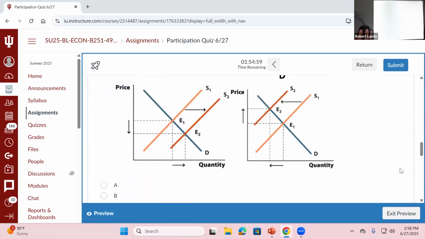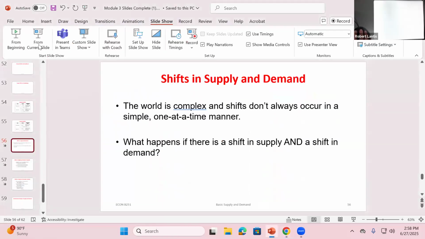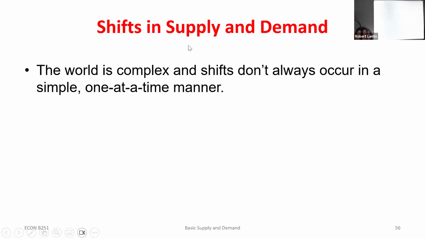Perfect. All right. Any other questions on that before we keep moving here? Got two main things that we want to cover. So that should be good for that participation quiz. The next thing we're going to talk about is that we can see simultaneous shifts in both supply and demand. So I'm going to really work through just one example here in class. There's multiple different combinations that I'll show you in the slides here.